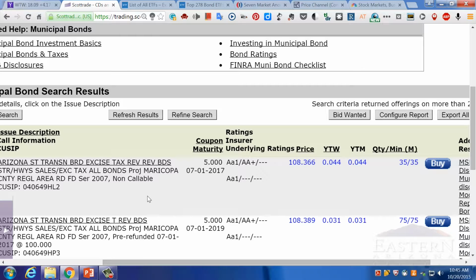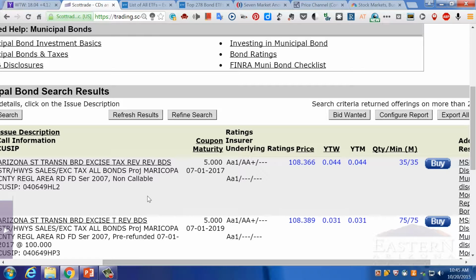The other thing you have to look at is how many do you have to buy? Ruh-roh. That one's out of our range. You have to buy 35 of them. So you have to buy 35 at $1,083 each. If you do the quick math, it's well over $35,000. Do you want to put all your money into a bond like that in one issue? No, that's crazy. So that's not for us.